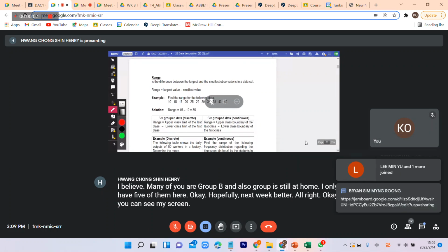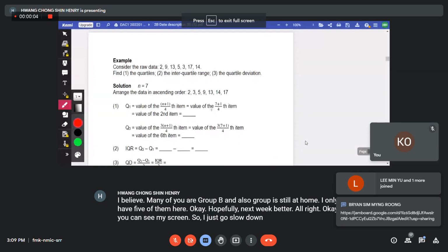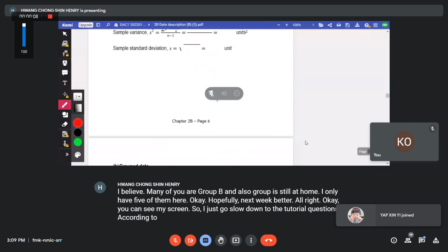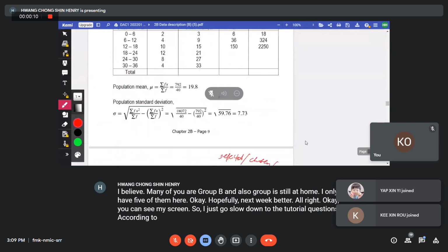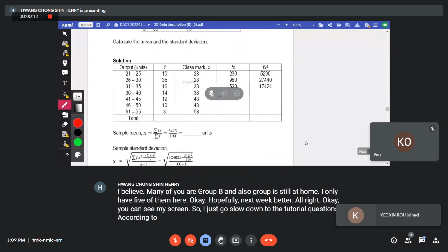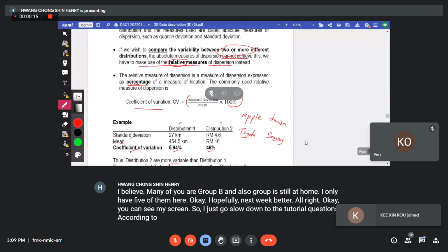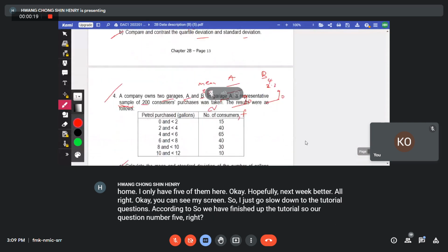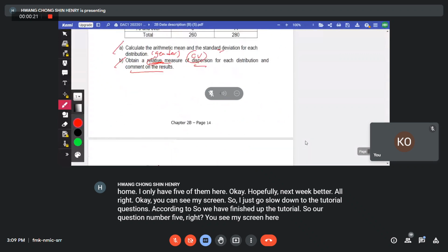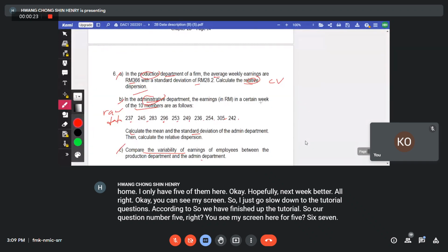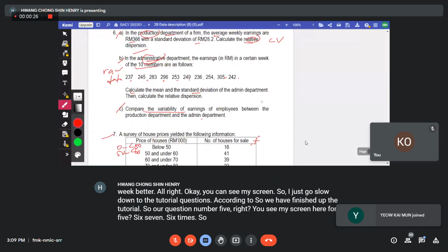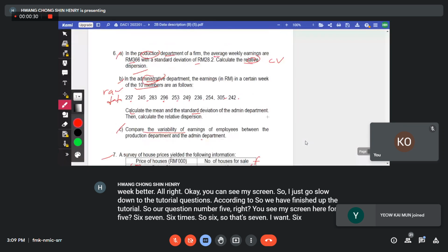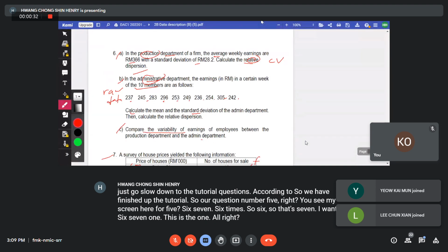So I just scroll down to the tutorial questions. So we have finished up the tutorial. So question number 5, right? You see my screen here. 4, 5 done. 6 haven't. 6 done also. 7 haven't. Oh, 6 haven't. This is the one. All right. Anyone want to share your answer?